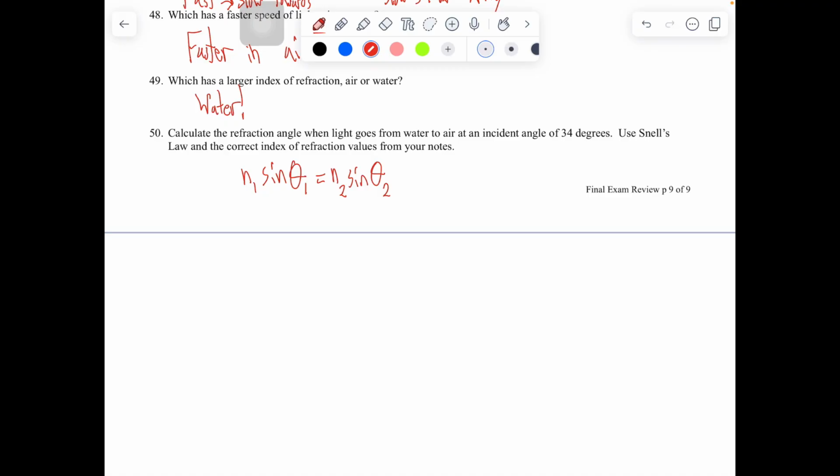We're starting in water and going to air. So our first medium is water. Water has an index of refraction 1.33. It is coming in, that incident angle is 34 degrees. Then it ends up in air. Air has an index of refraction of 1. We're trying to find out this angle. To do this, we can demonstrate this on our calculator.